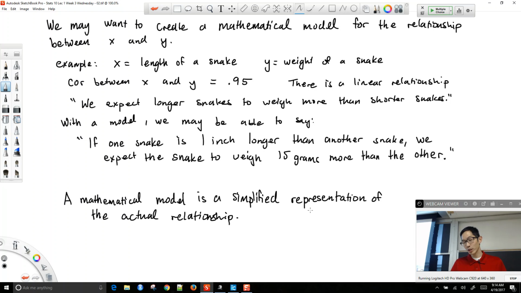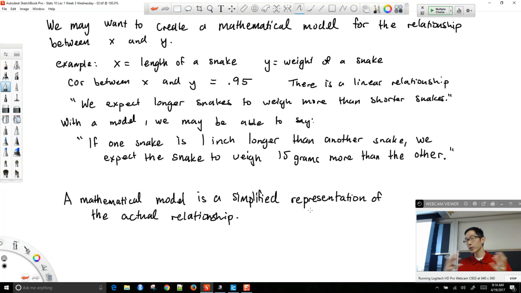And to maybe understand the true relationship between the length of a snake and its weight, or the things that determine the weight of a snake, we'd probably have to understand a lot about snake biology and all of these things. And it could be quite difficult.